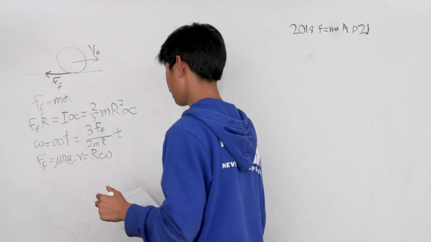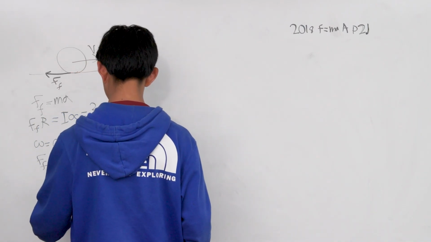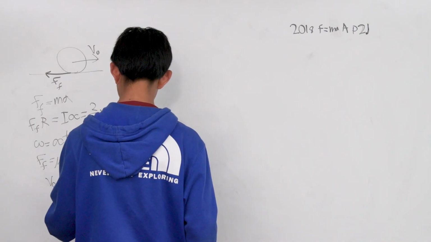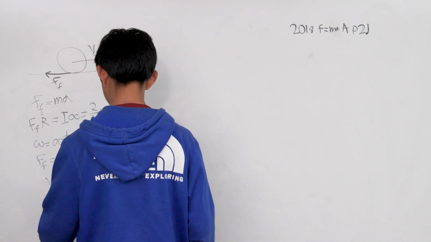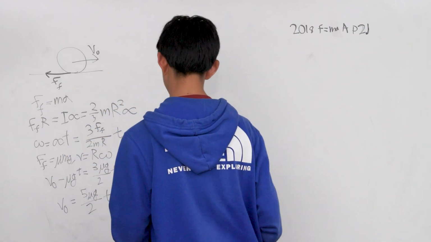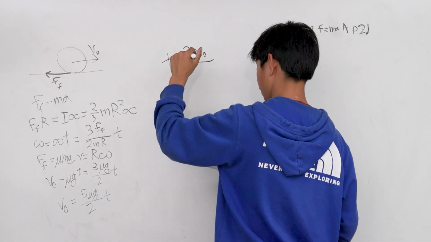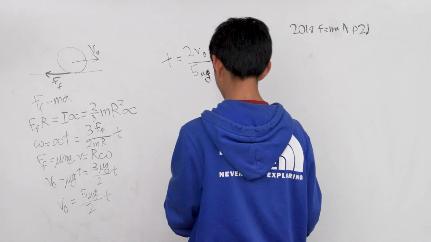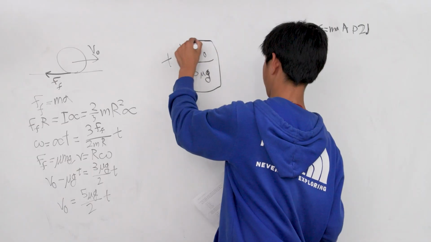Thus, we have v0 minus mu g t is equal to 3 mu g over 2 times t. v0 is then 5 mu g over 2 times t. So time t will be equal to 2 v0 over 5 mu g. So that is our answer, and it is answer choice A on the test.